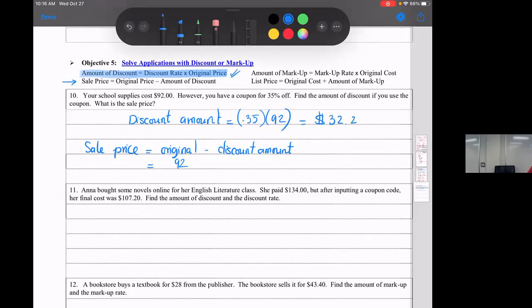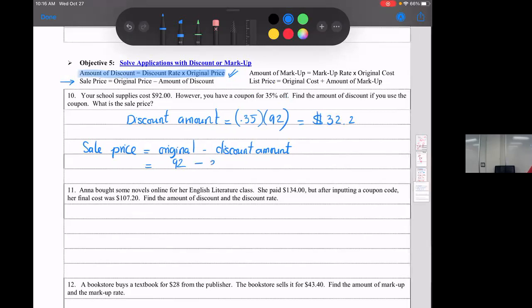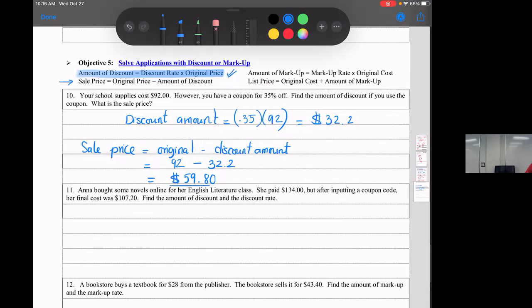So the sale price will be 92 minus 32.2. Your calculator will tell you 59.8. I want to round to the nearest cent, so I put a 0 here. That means $59.80. Remember, round to the nearest cent.